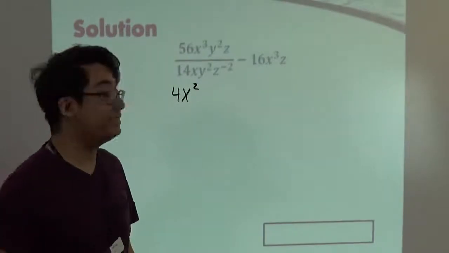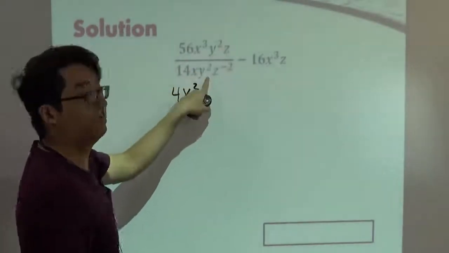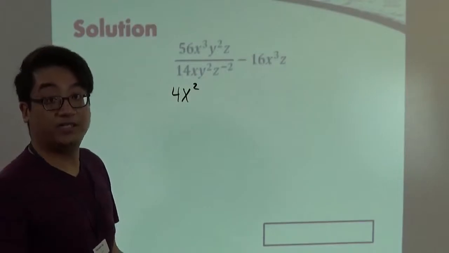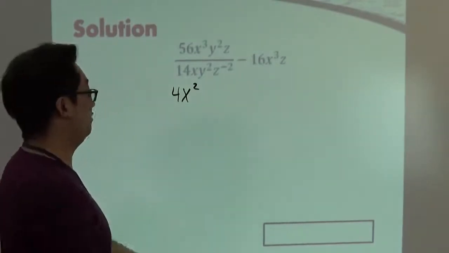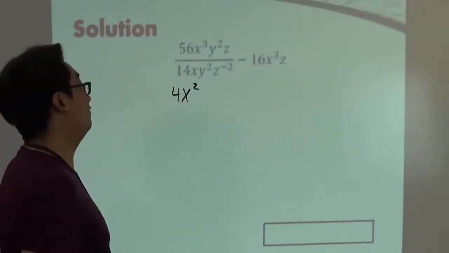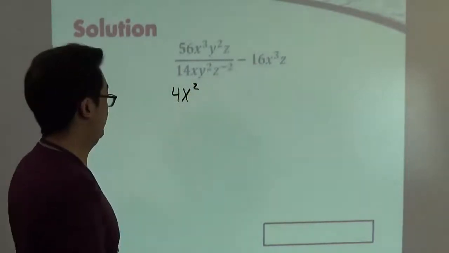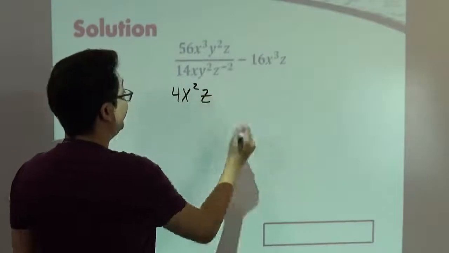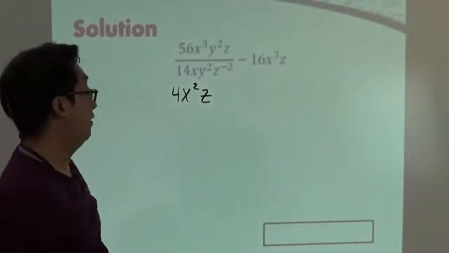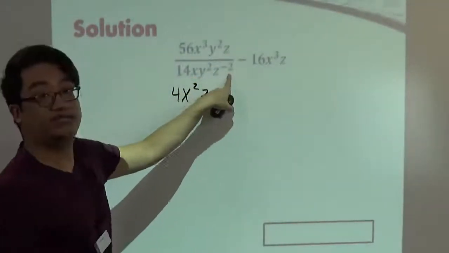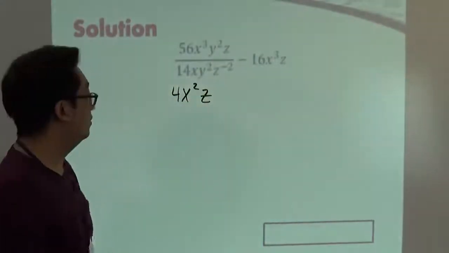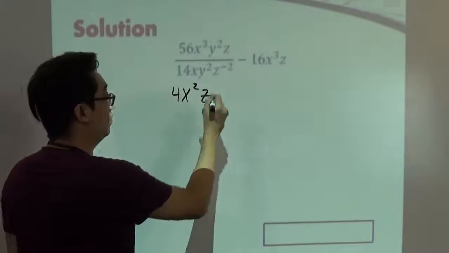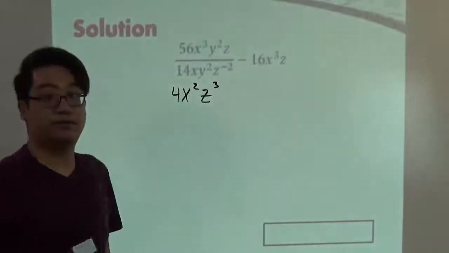Move on to my y's. Y to the second divided by y to the second. So it would be 2 minus 2, y to the 2 minus 2, which is y to the 0. But anything to the power of 0 is just 1, so we don't have to write it in this case. So let's move on to our z's. So let's write our base as z. Our top power is 1, while our bottom power is a negative 2. So it would be 1 minus a negative 2. That gives us 1 plus 2, which is z to the third.